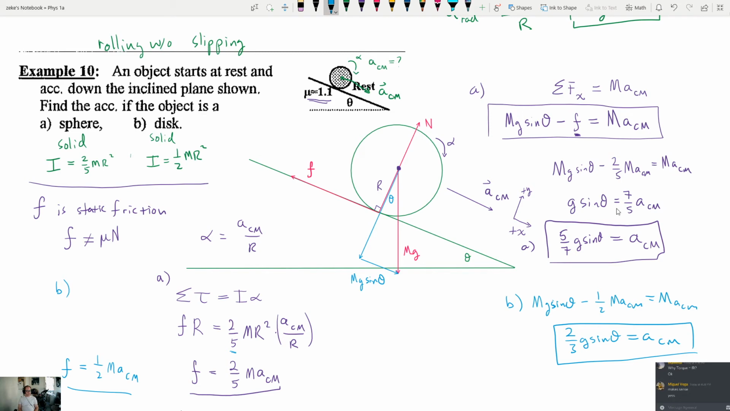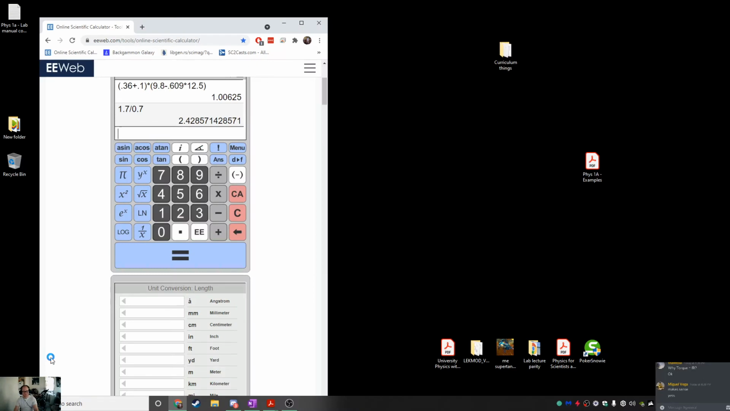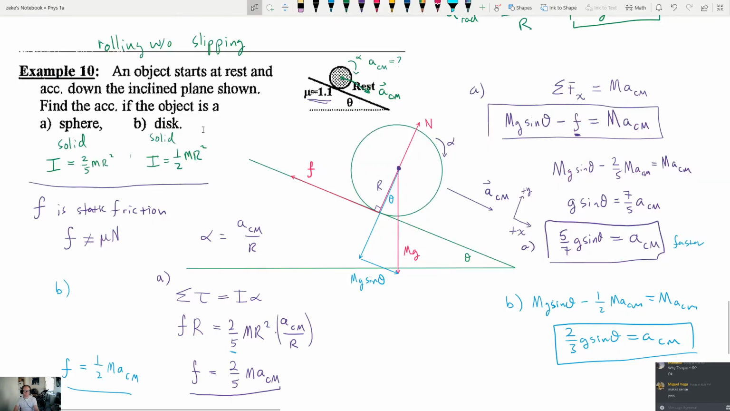Anyway, 5/7 is bigger than 2/3, right? So this one's faster. Yeah, a little bit, not by much, but a little bit. Anyone have any questions?